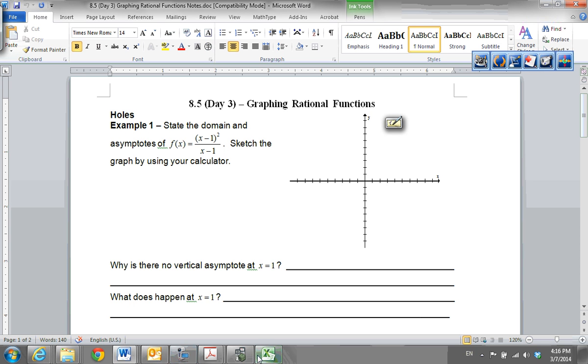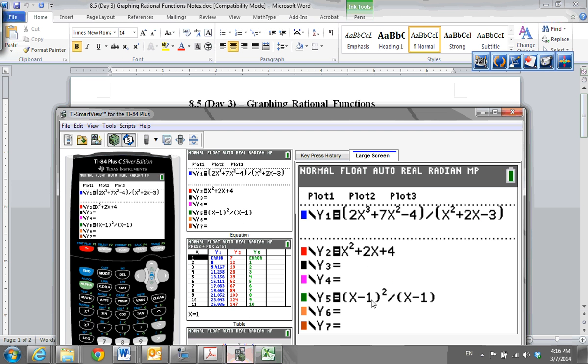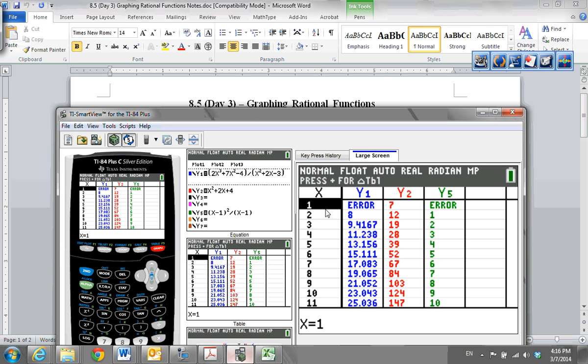Okay? So when you do, you're going to get this green line right here. So here's my y equals, or y5 right here. Don't mind this. We'll get to this in a second. Y5 is x minus 1 squared over x minus 1. Well, when I graph it, you should have gotten this green line right here. The only difference between that and anything else is that at this one for green, I have an error.